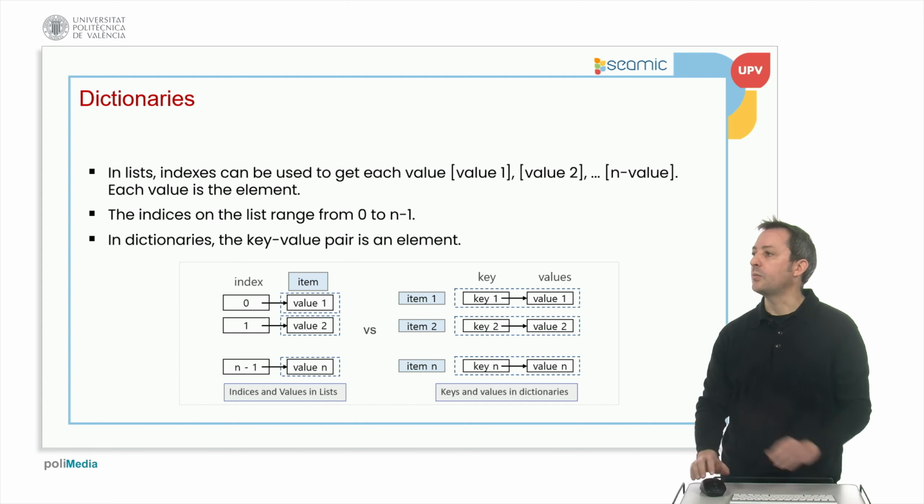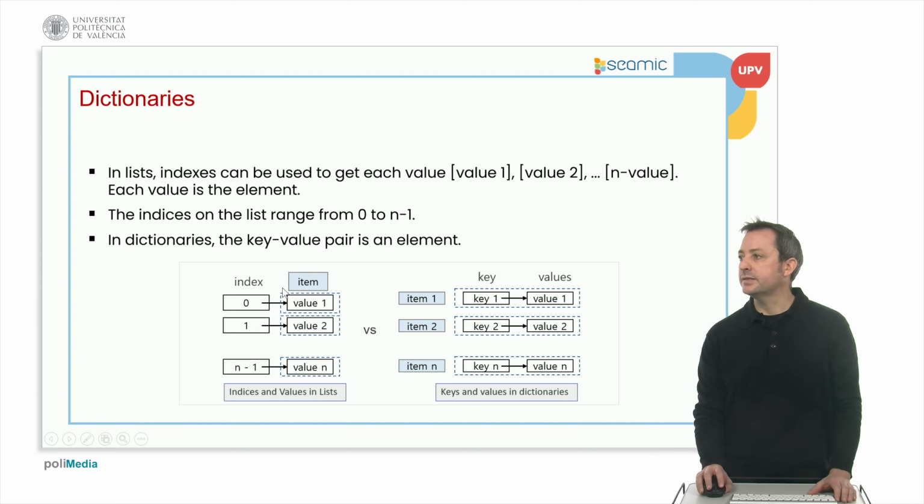Here you have a comparison between lists and dictionaries. In the case of lists, each element is in a position, position 0, position 1, and so on. In the case of dictionaries, each item is represented by a unique key that stores the value. So that's the way a dictionary works.